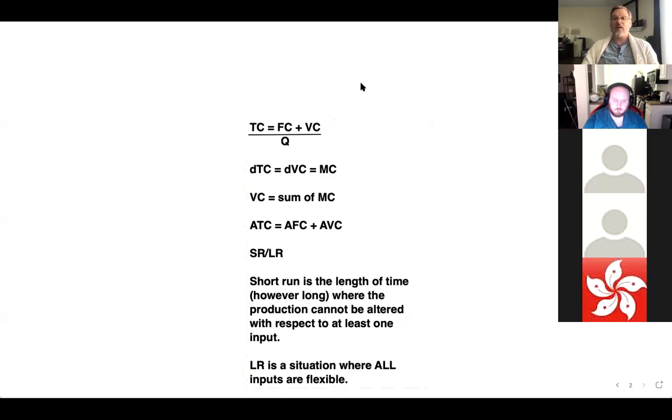But what I wanted to show you is that because fixed costs are associated with fixed inputs, if we're talking about the long run, you see how I just drew a line through the average fixed costs? Yes. In the long run, there are no fixed costs. So there are no fixed inputs, so there are no fixed costs. So we end up with this relationship.